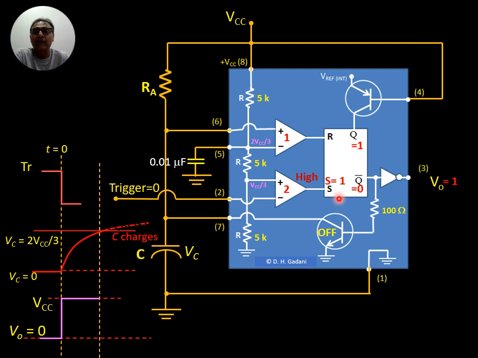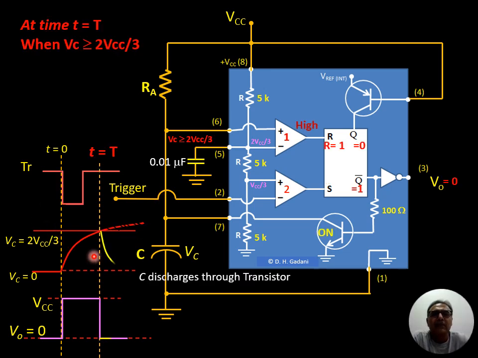As the RS flip-flop is set, the output Q becomes high and Q bar becomes 0. As Q bar becomes 0, due to this inverter, the output of IC555 becomes high. Further, as Q bar is 0, this transistor becomes off. Due to this, the capacitor C starts to charge through Ra with a time constant Ra into C. So the capacitor charges exponentially with time constant Ra into C.